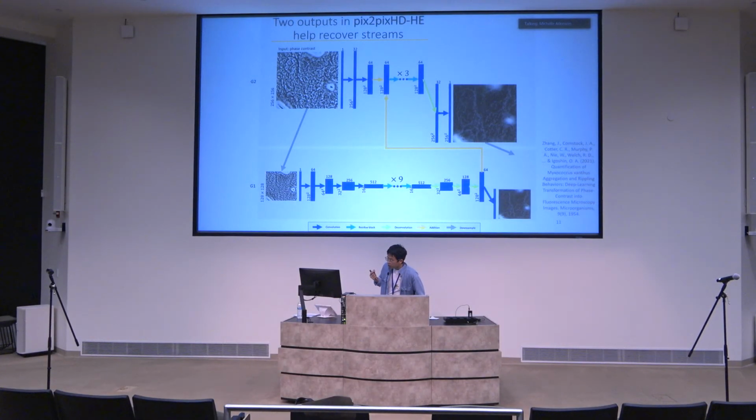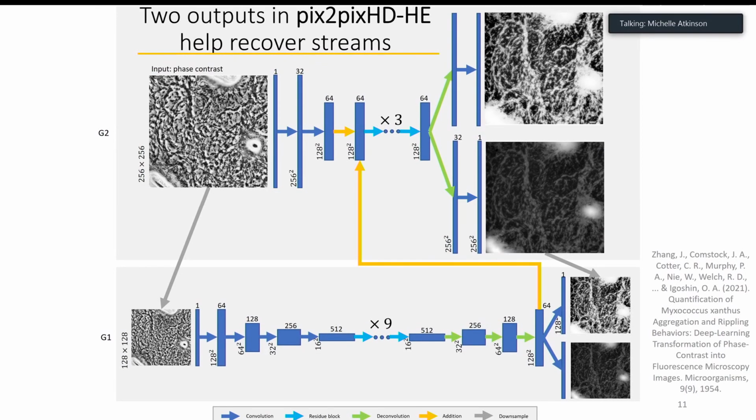So we start from the previous Pix2Pix HD and introduce an extra output with the histogram equalized image. Although we have 2 outputs, most of the feature layers are shared, so the model is able to learn both aggregate information and stream information. And we named it Pix2Pix HD-HE.